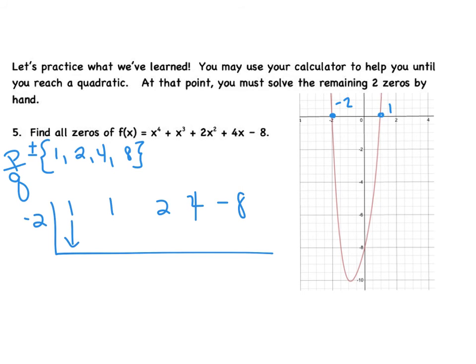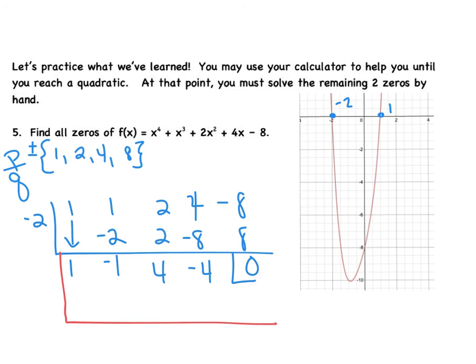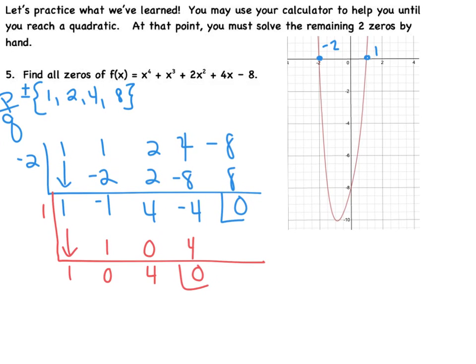Okay, go ahead, crank out your synthetic, bring down your 1, -2, add, I get 4, multiply, add would be 0. Good thing, it's supposed to be. All right, so I'm going to do synthetic again with that remaining depressed polynomial. I'm going to put 1 on the outside and repeat my synthetic. Get a remainder of 0. All right, so I can physically see 2 of my zeros. The other 2 must be complex.